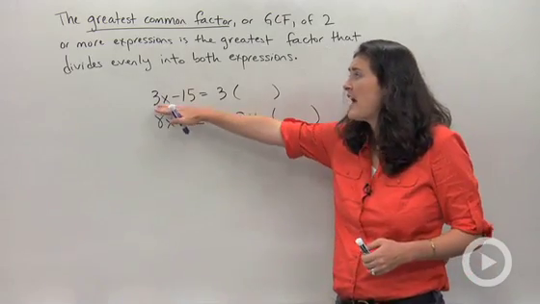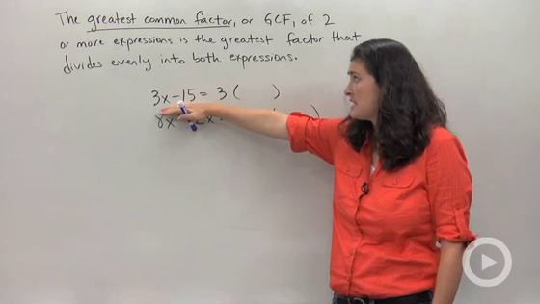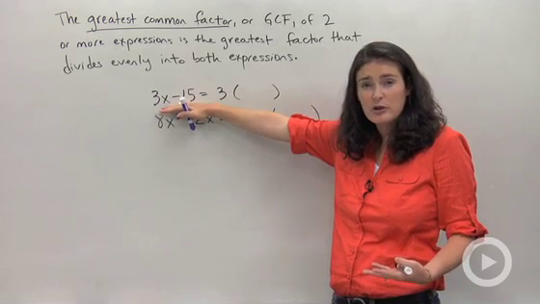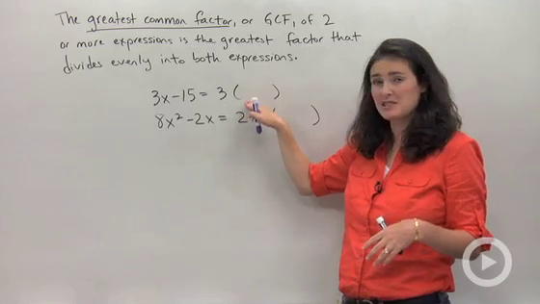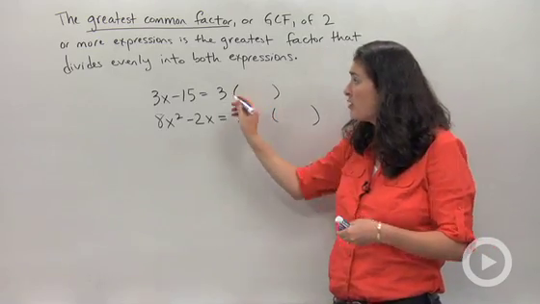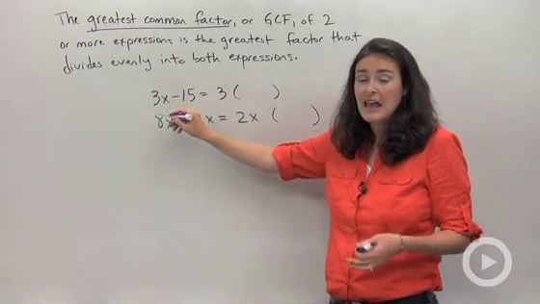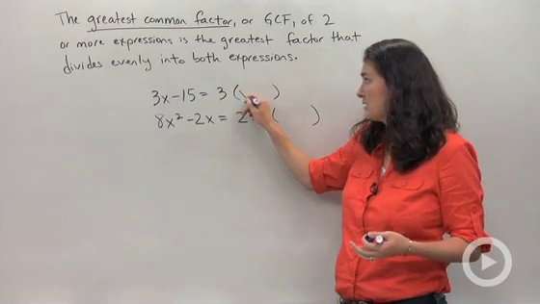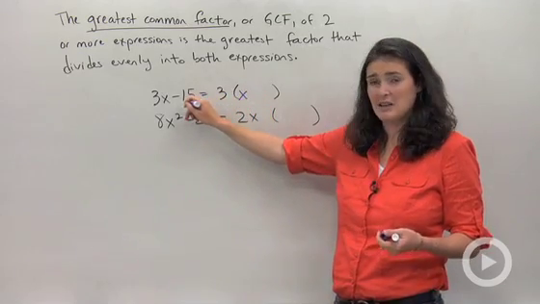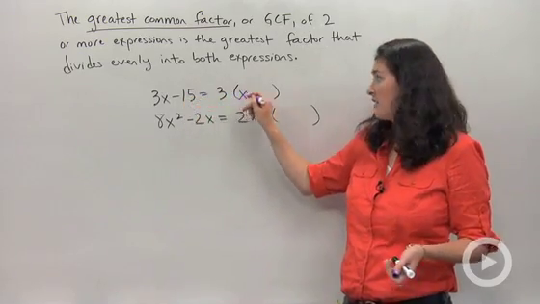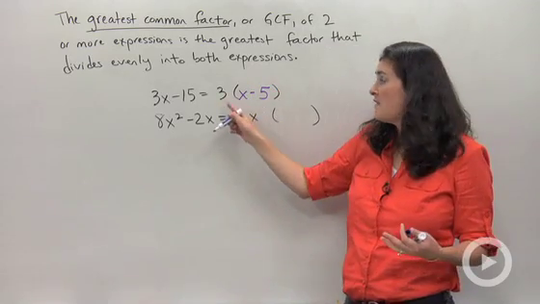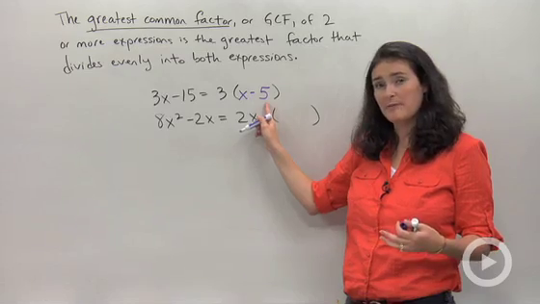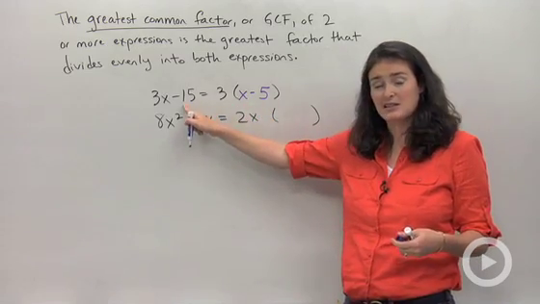Like for example, if I have 3x take away 15 and I want to undistribute that, and I'm giving you a hint here, I'm going to have 3 times something in parentheses. Well, 3 times what gives me 3x? It's 3 times x. And then 3 times what gives me negative 15? That's negative 5. Check it out. What I've done is undistribute. If I thought of this as my original problem, I could distribute to get to this answer.